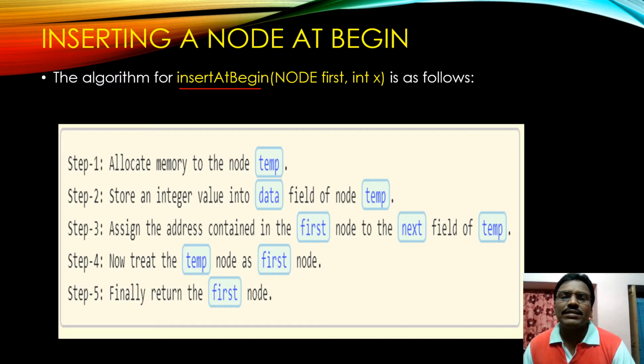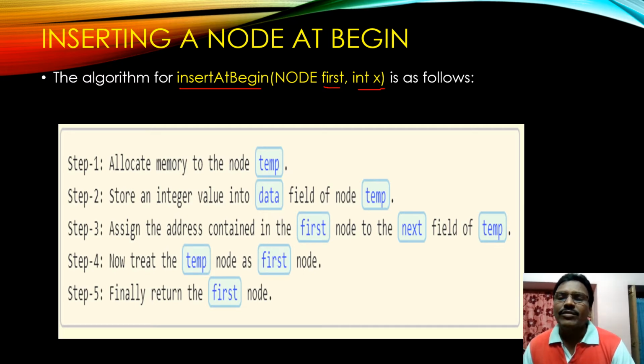In that function, there are two arguments. The first argument represents the starting node, and int x, the x is the actual data. In this, step 1 allocates memory to the node temp. Temp is a structure variable. After allocating the memory, store the integer value into the data field of the temp.